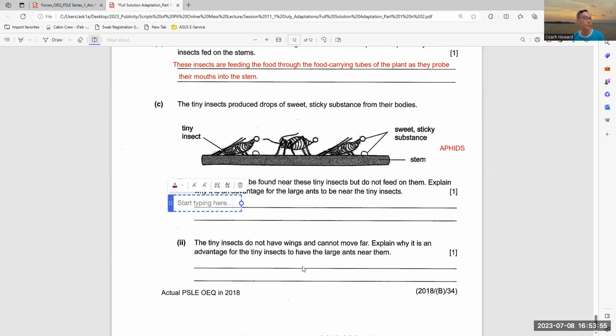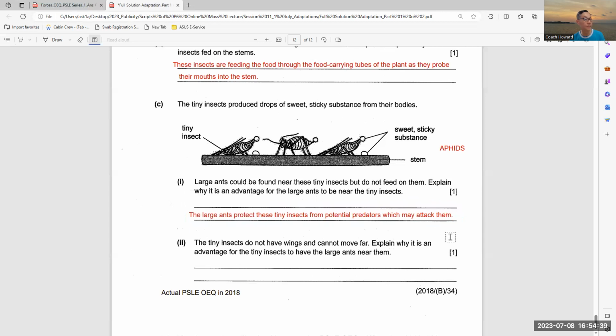Okay. So you see the large ants. Wait, small letter. The large ants protect these tiny insects from potential predators which may attack them. So it's like giving them a free security coverage.